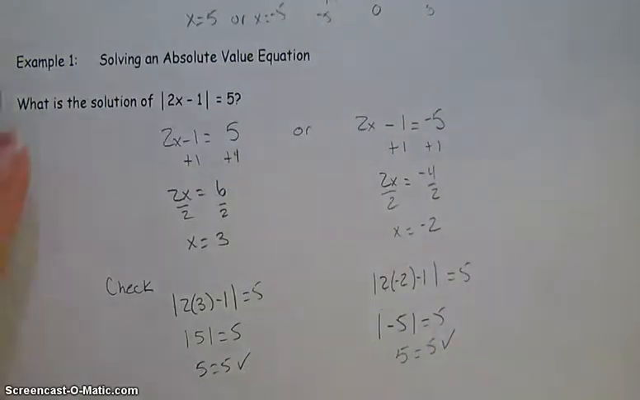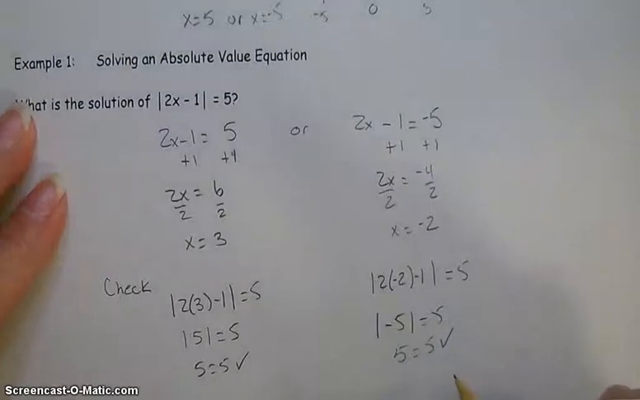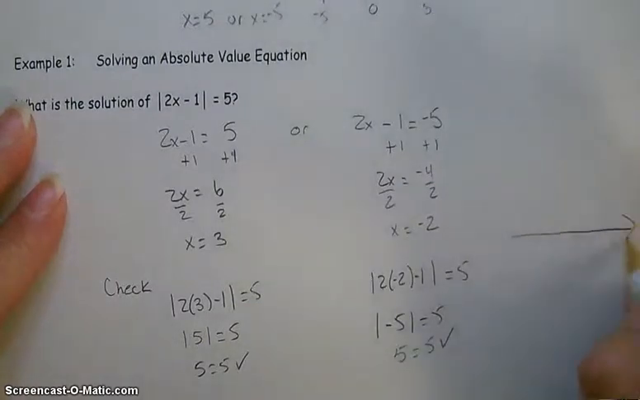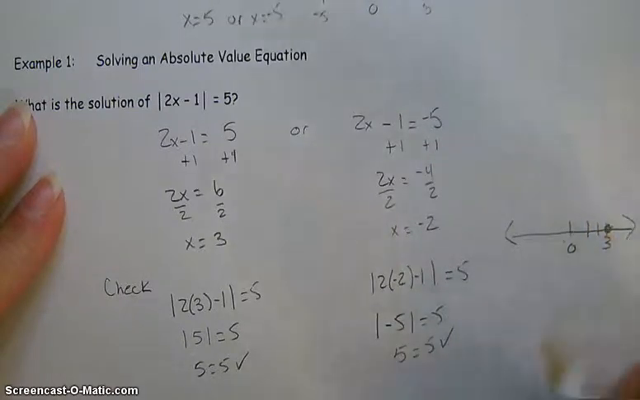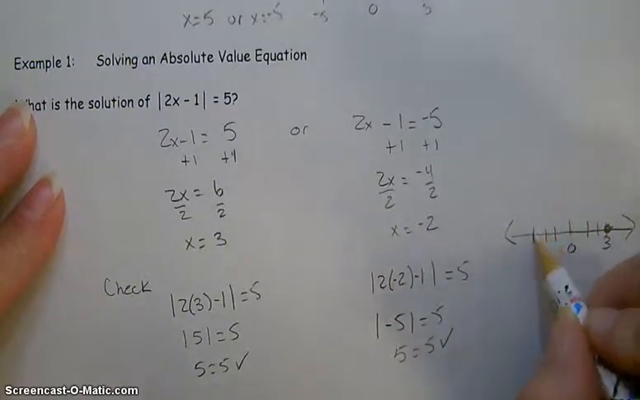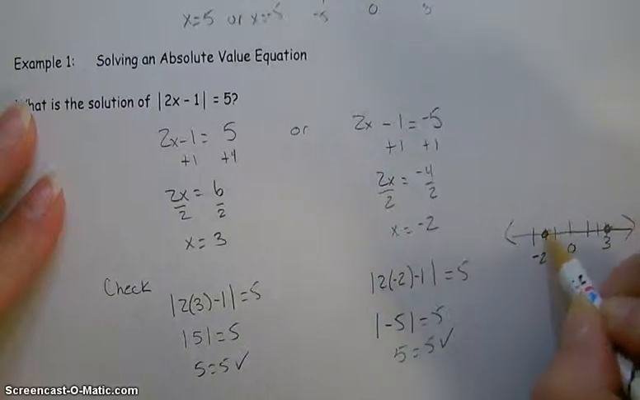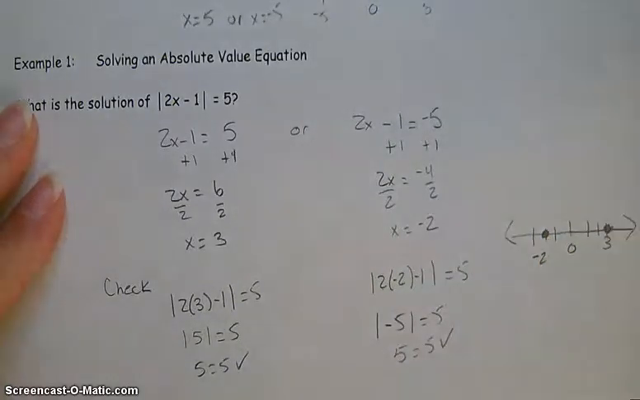So we were going to draw the solution on a number line. If I had 0, 1, 2, 3, I would draw my solution there on the number line, and at negative 2. So these are my solutions.